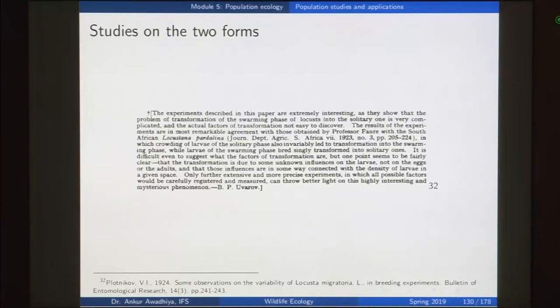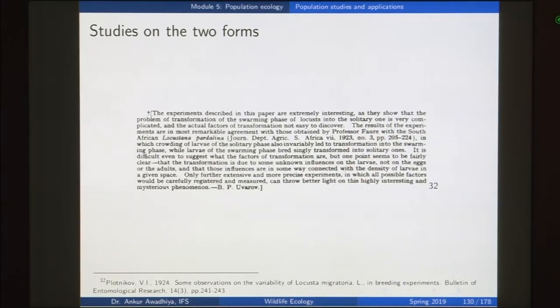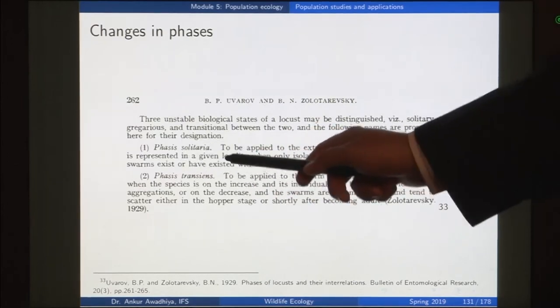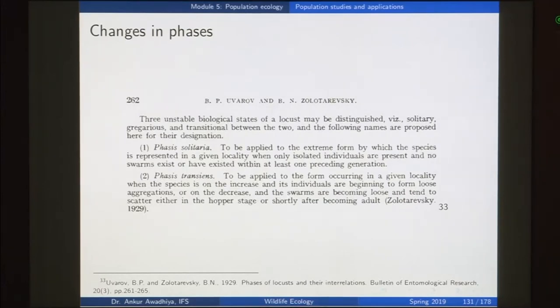Now this particular work was made use of by another Russian British scientist by the name of Uvarov, and he used these results to say that actually these locusts are coming in two different phases. So he said that these dark varieties and these light varieties are two different phases, and they can change from one to another. So if you look at the seminal paper that was written by Uvarov, he said that there are these two phases, and he named them phase solitaria, that is the solitary phase, and the phase transiens, which is the transient phase, and then there is also a third phase.